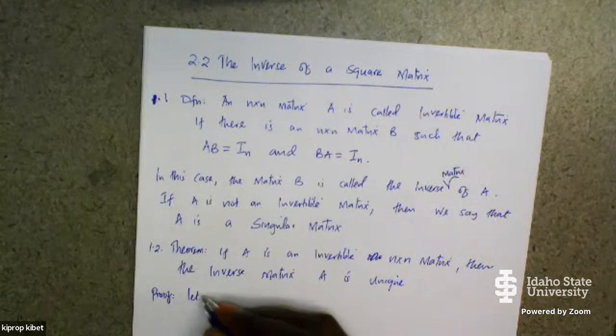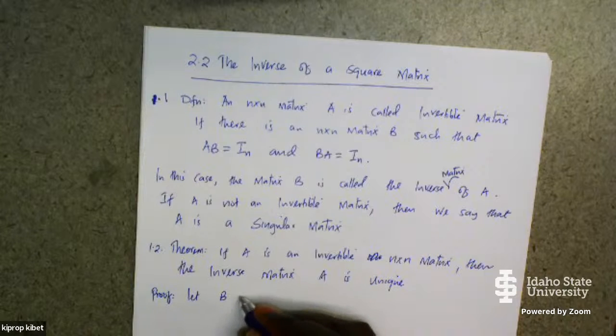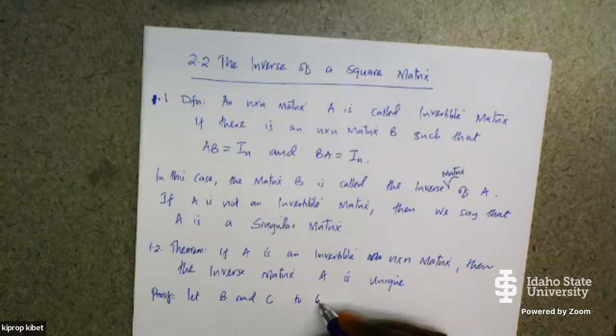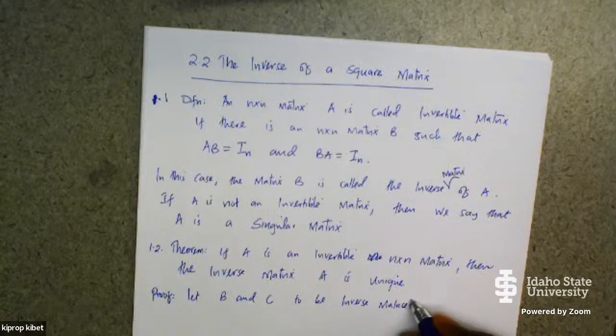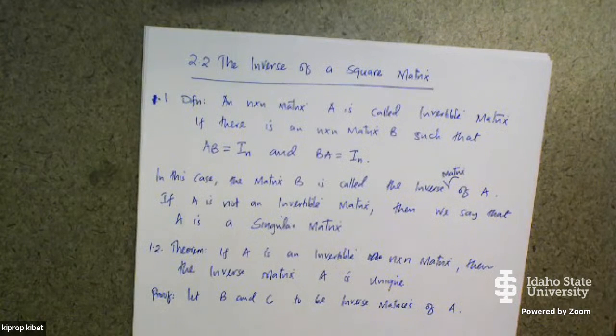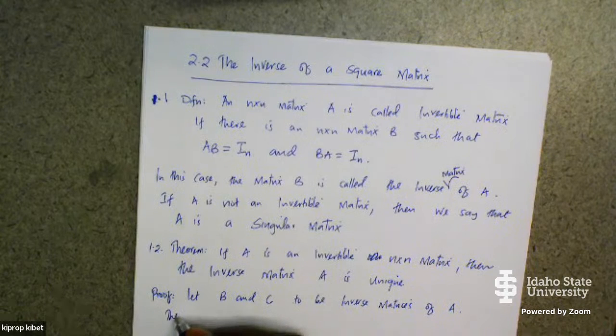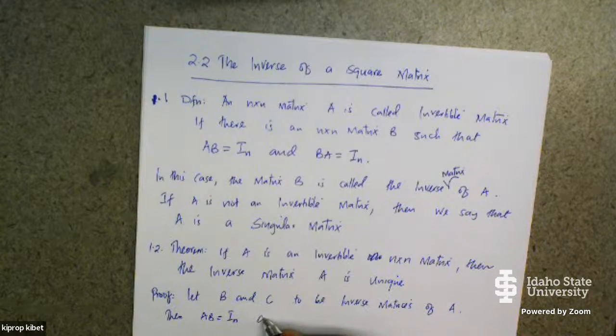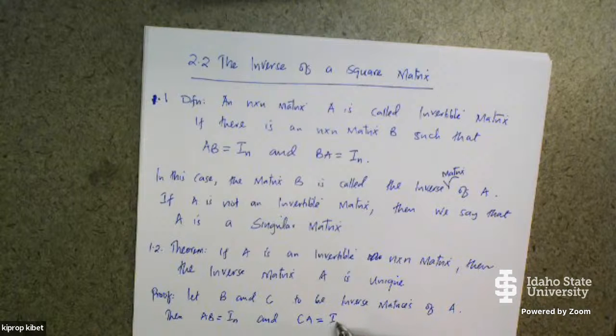So we can let B and C be inverse matrices of A. Then that means AB equals IN, and also CA equals IN.